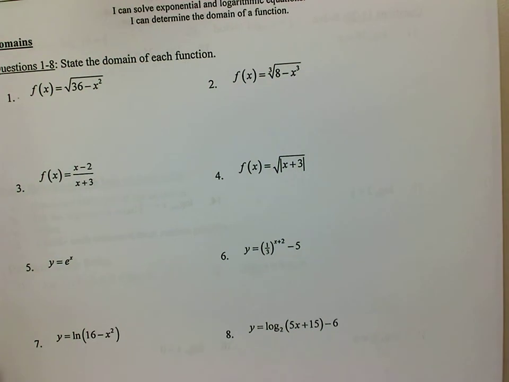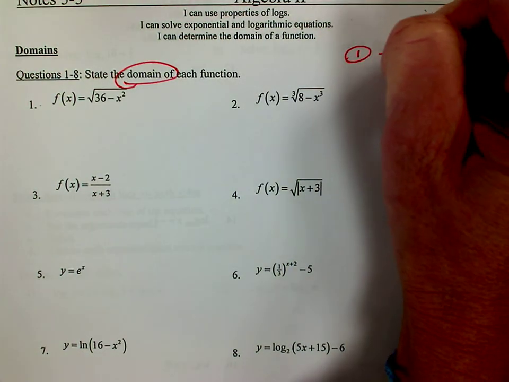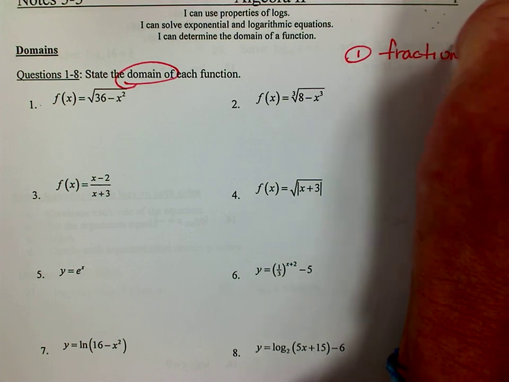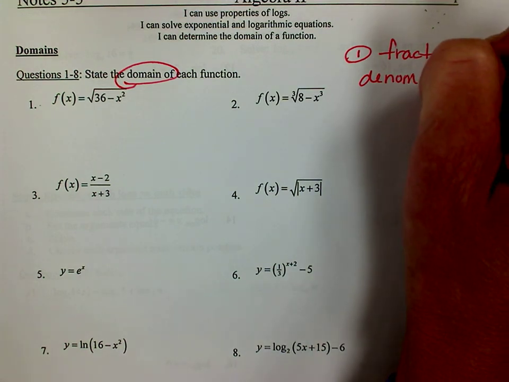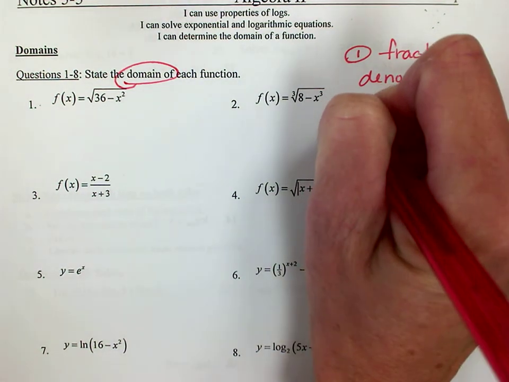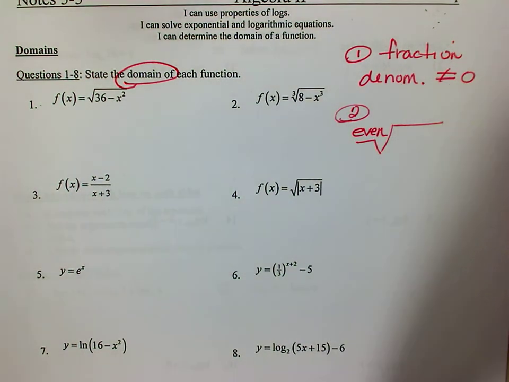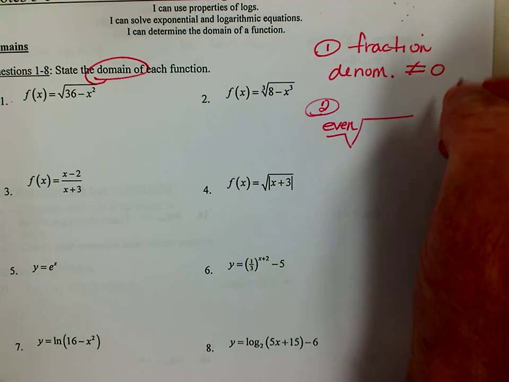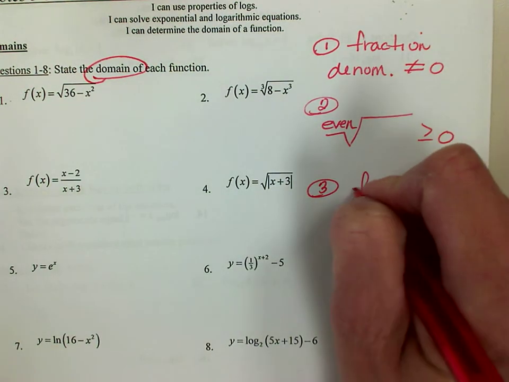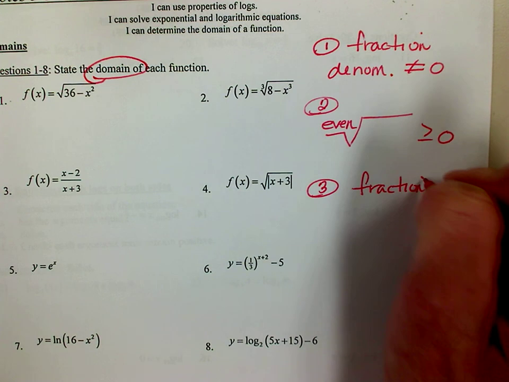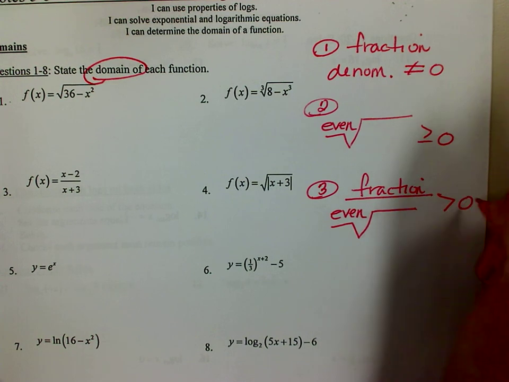So there were some restrictions when you find the domain. One was if you have a fraction, your denominator, I'll just abbreviate there, cannot equal 0. The second thing is if you have an even root index, then the stuff underneath must be greater than or equal to 0. And the third thing was that if we had a fraction and an even root radical in the denominator, then you do greater than 0.